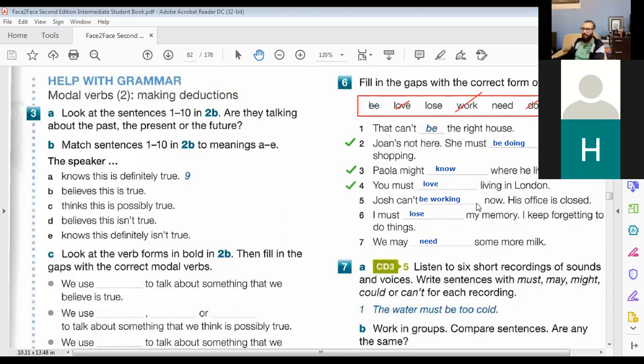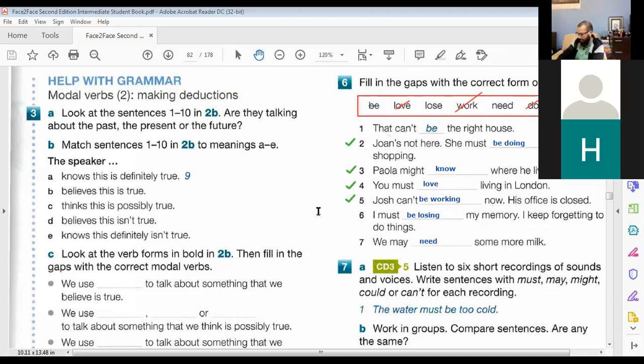Josh can't be working now. His office is closed. We're talking about something happening now, right? So this is correct also. What about number 6? I must lose my memory. Does anybody want to lose their memory? No, I must be losing my memory. Right. But why is this the right answer? I must be losing my memory.